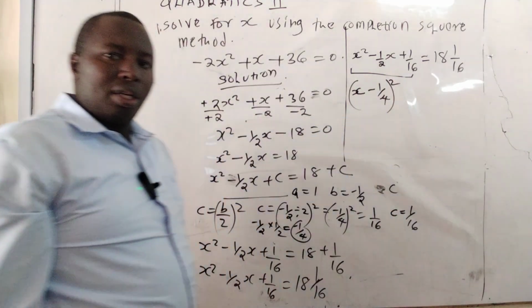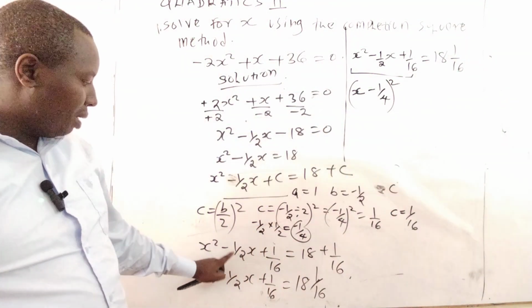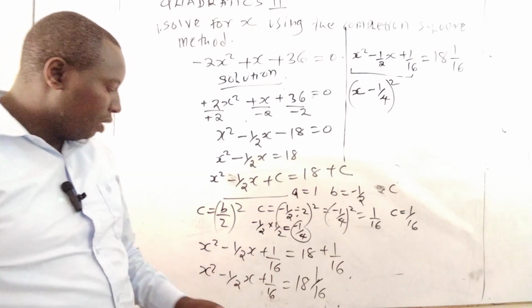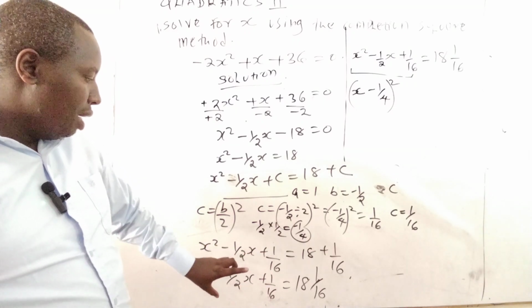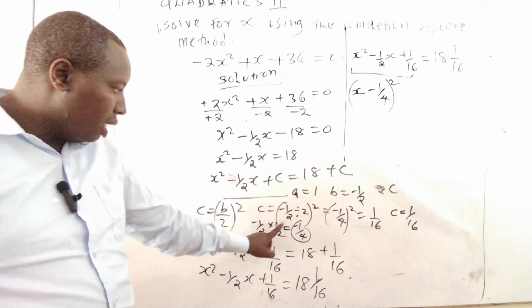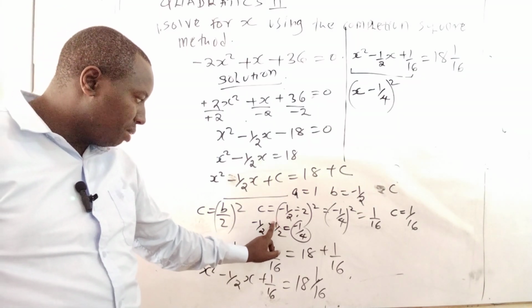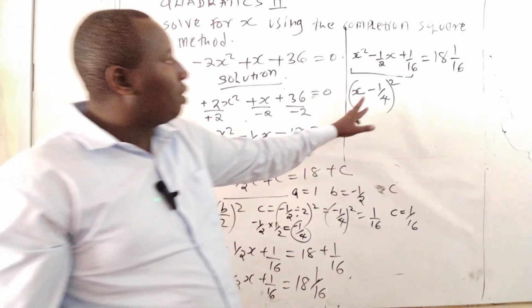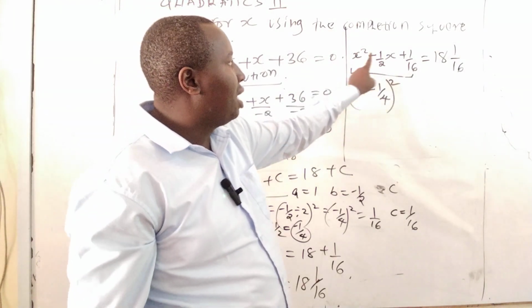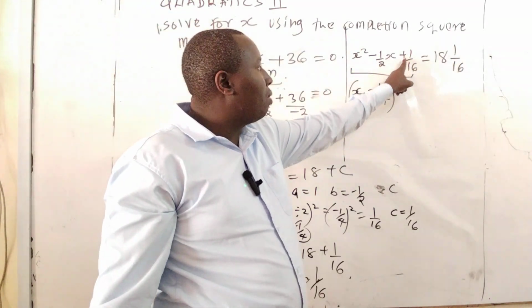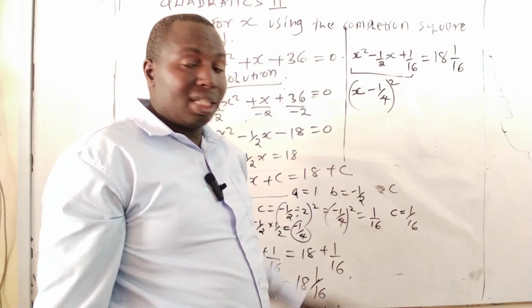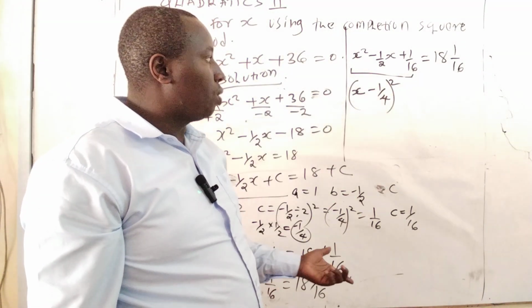squared. This value that you got here, x squared minus half x plus 1 over 16. So b over 2 is negative half divided by 2, which gives negative a quarter. It's like now you're finding the square root of this and the square root of this. And this one, remember, it was negative. So that's why you are writing negative a half, negative a quarter.